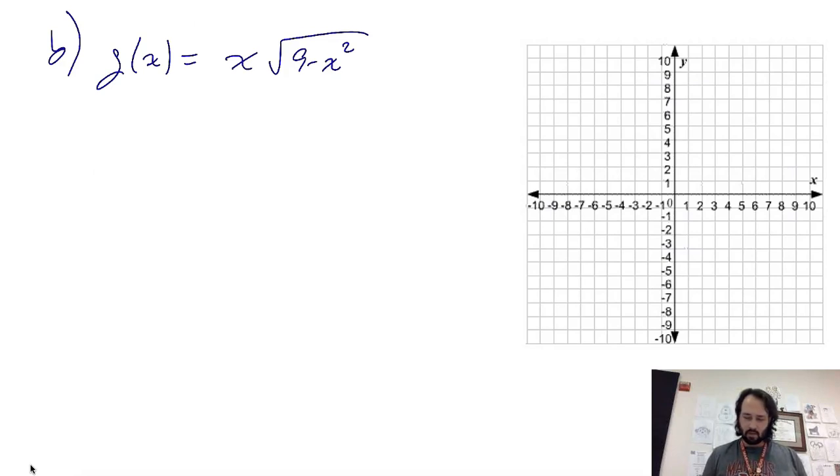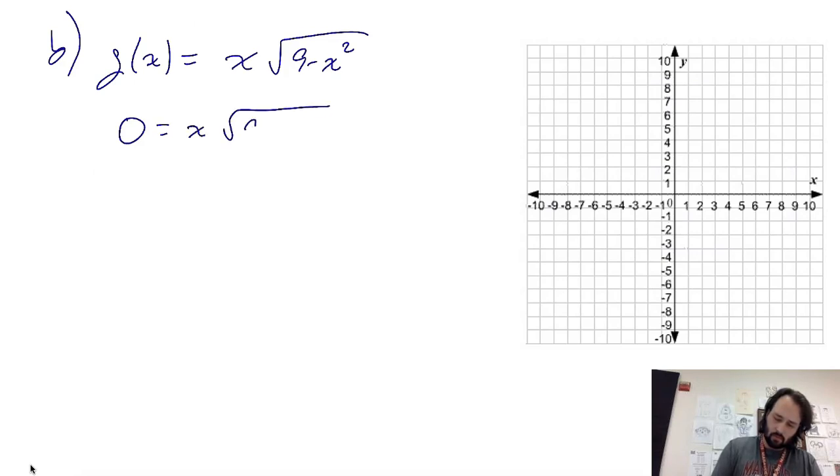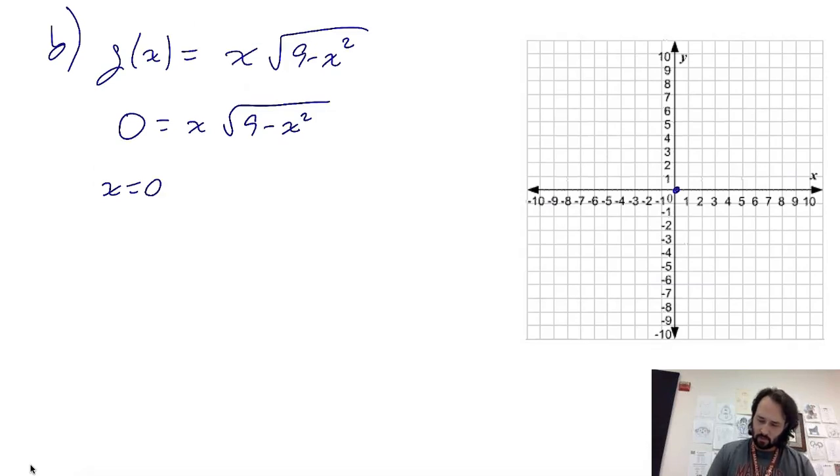For my x-intercept, I can set my function equal to 0. Right, so then that means x equals 0 is an x-intercept, which will also be my y-intercept, right? And then root 9 minus x squared equals 0. So x is equal to plus or minus 3. Those are also x-intercepts.